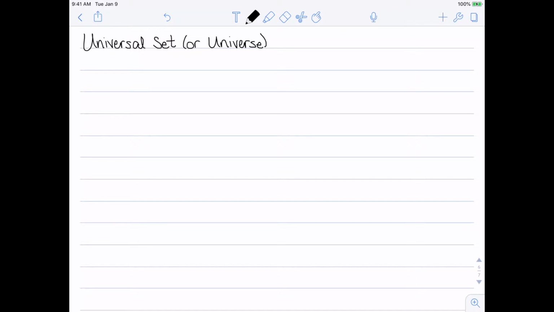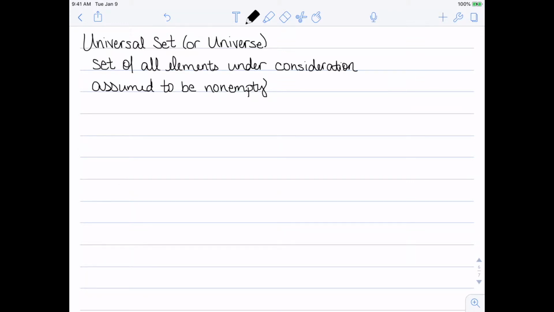One more thing with sets before we get back to geometry is the idea of the universal set, also known as the universe. The universal set is just the set of all of the elements under consideration. It's everything that we're actually considering at that time. And we assume this is non-empty, so we assume there's actually something in there. For the purposes of our studies, we're considering geometry, so we're going to let our universe be all of the points in the plane, which we denote by a script P. So this is going to be our universe. What we're considering is all of the possible points in our plane.